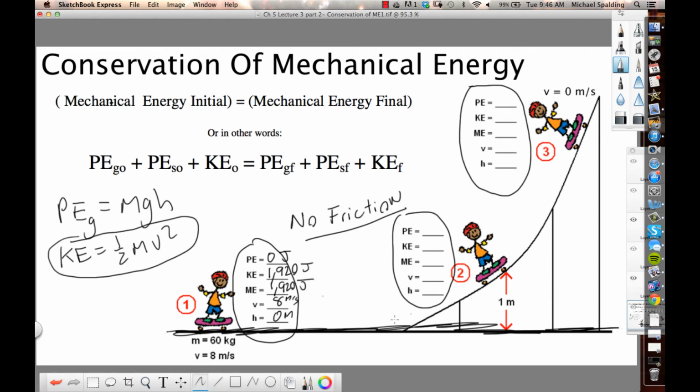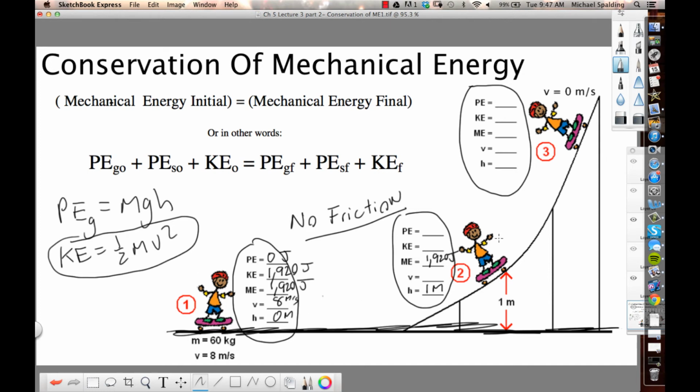All right, so then he hits this hill. He starts to go up, up, up. So at this point, he's 1 meter up, so h is now 1. Velocity is a question mark still. Mechanical energy, we know. It's got to be 1,920 joules. The whole idea here is that if conservative forces are the only forces present doing work, then mechanical energy stays constant.